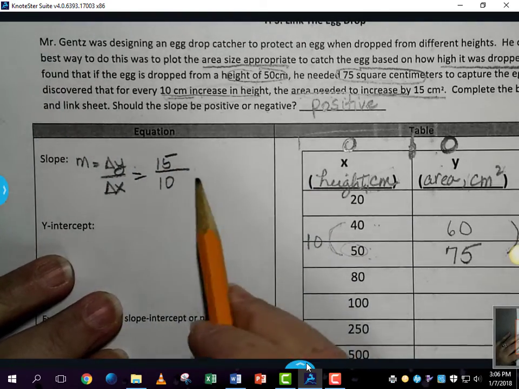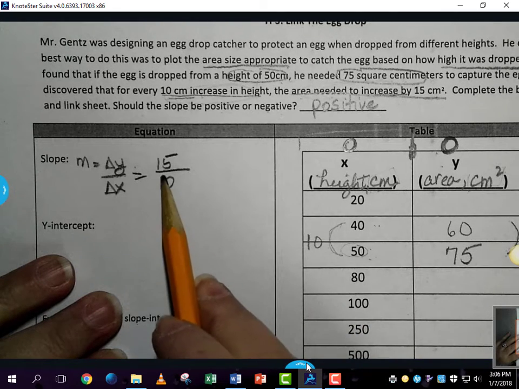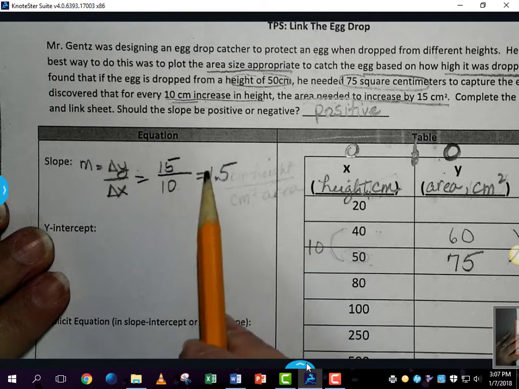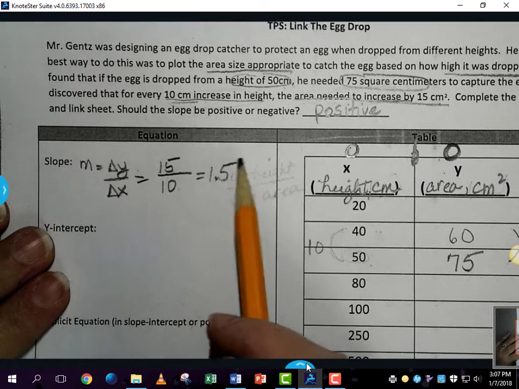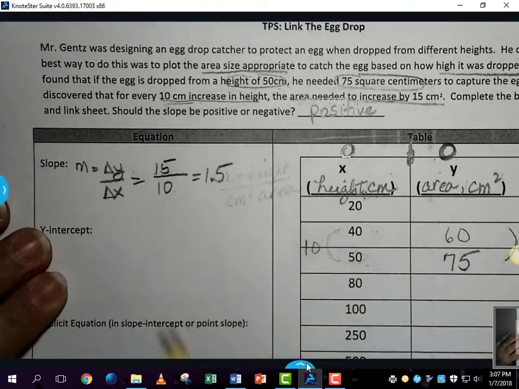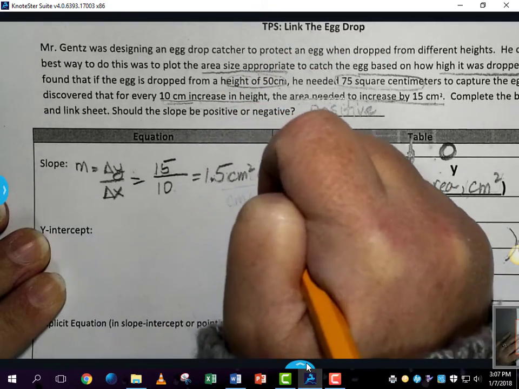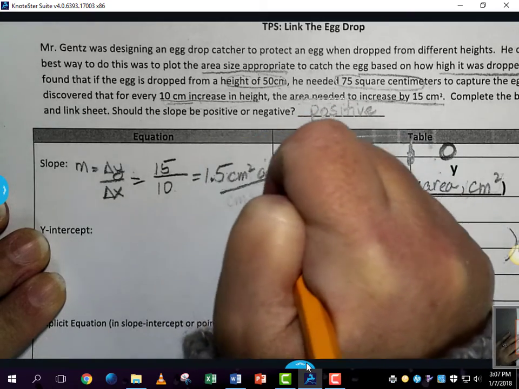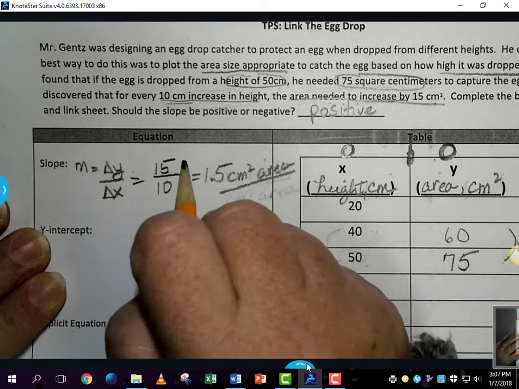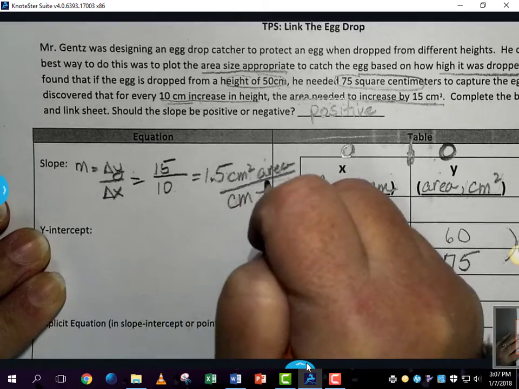Now, the thing is, this is a certain scenario, right? So our slope is 1.5, but the thing is, this is a scenario. So it's not just 1.5. 1.5 what? We need to have some units here. So this is the change in y. The change in y is the area. So 1.5 centimeters squared for the area per, right? Now if I needed to have a number under here, since I simplified this, it would be 1, right? So it's per 1 centimeter of height.